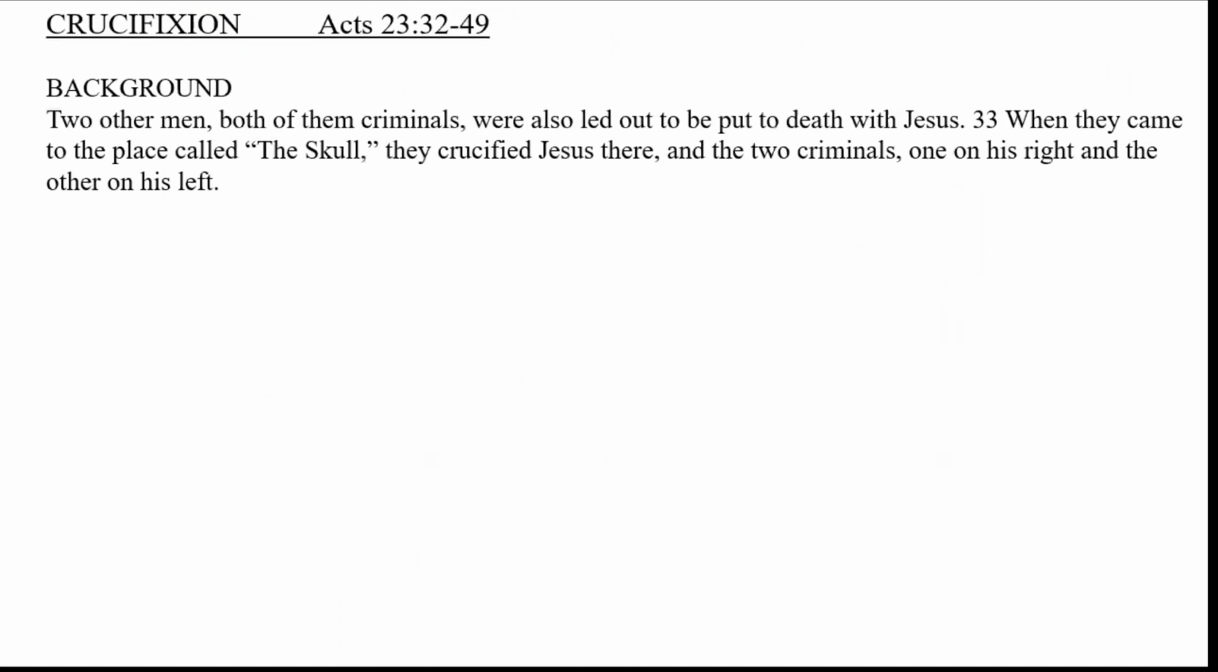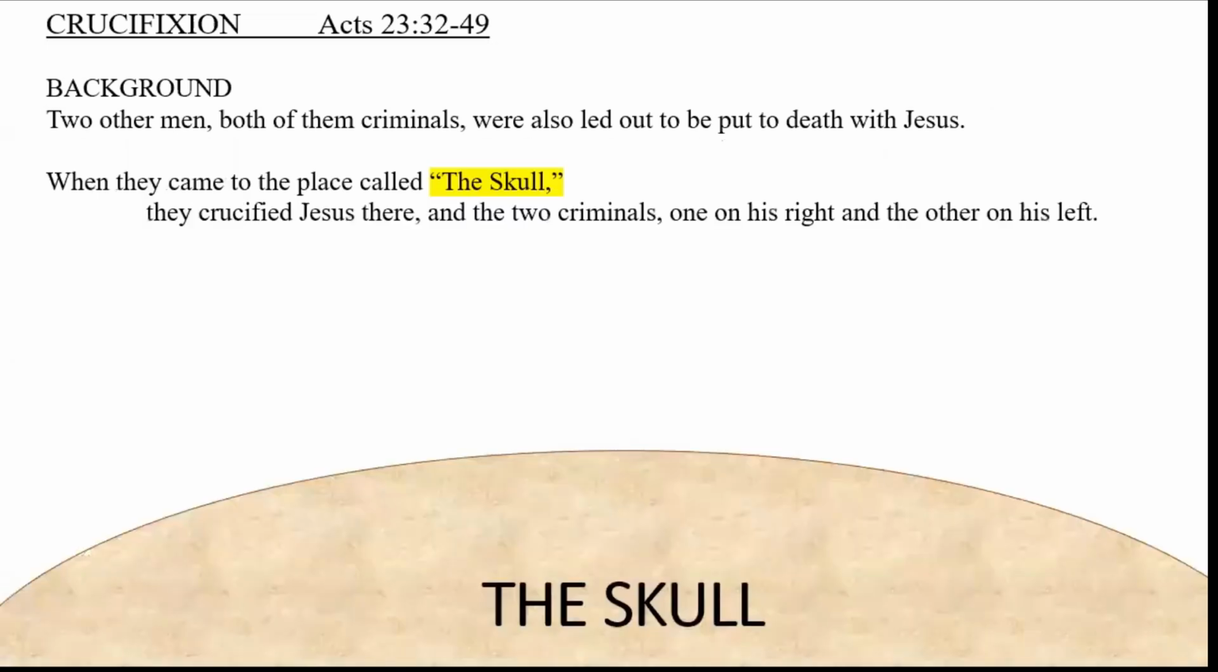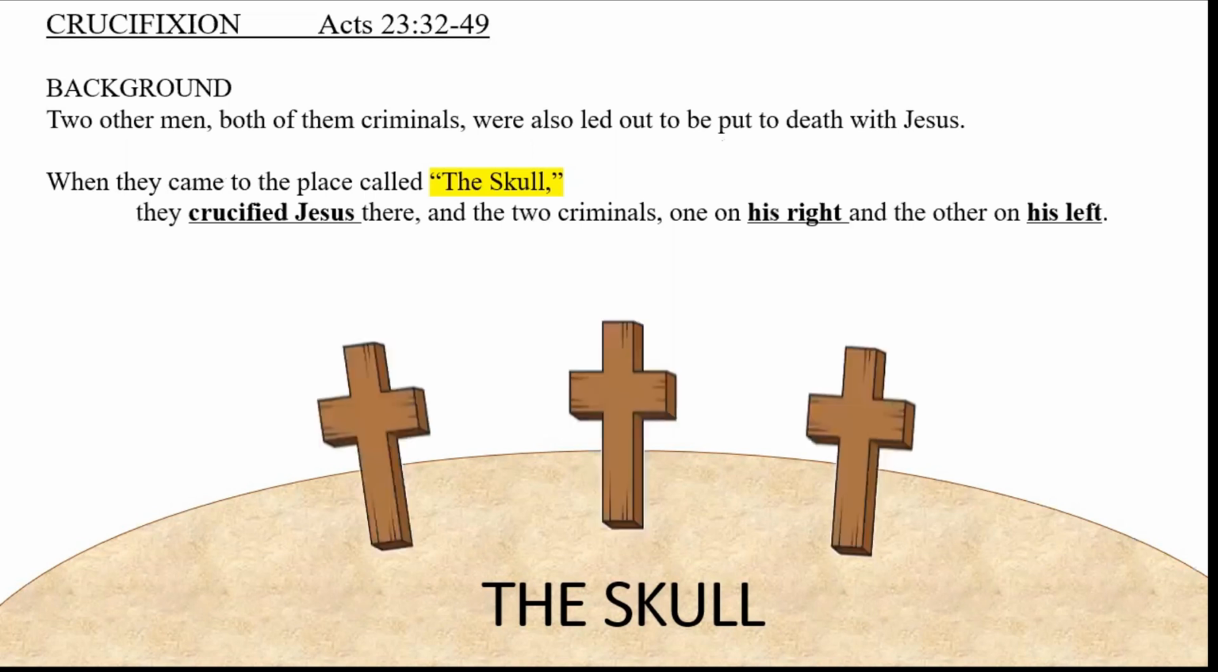First, we want to look at the background of this story. You'll notice that firstly, it is in a place called the skull. So we'll just draw a small little hill, and we are being told that there are two other criminals who are being crucified together with Jesus, one on his right hand and the other on his left.